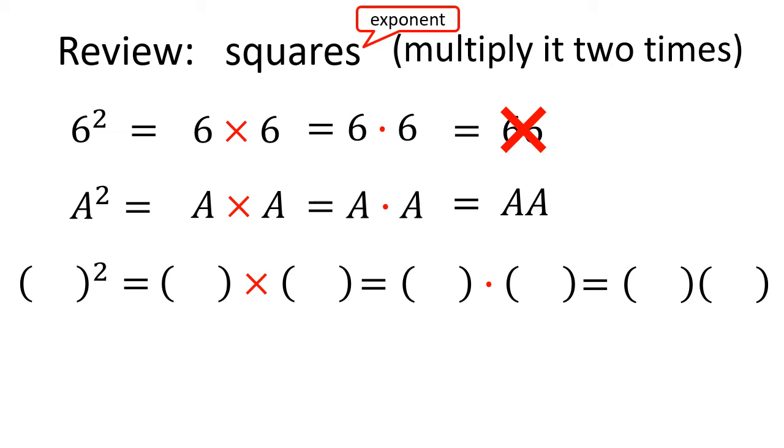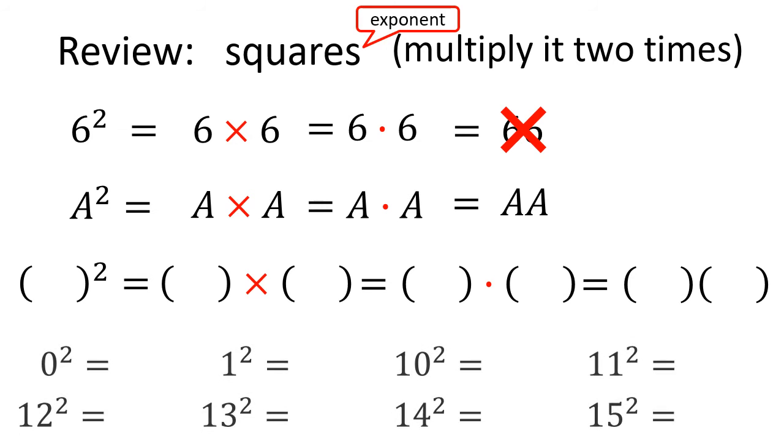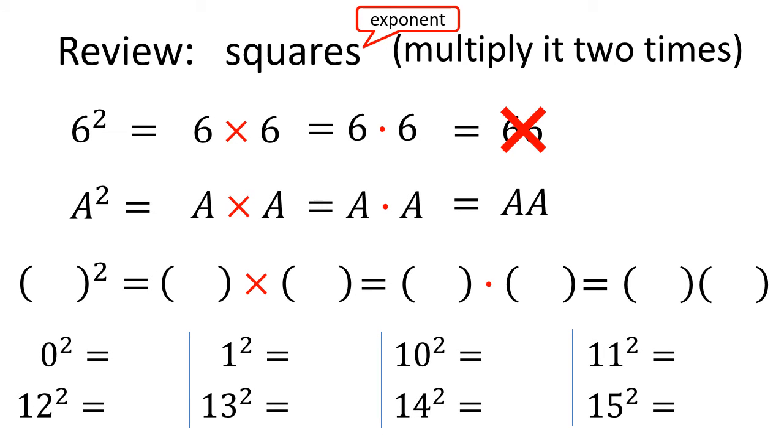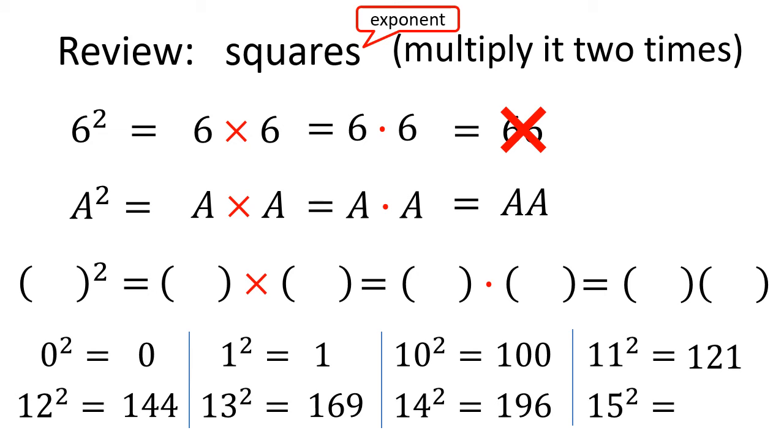Now let's see some common squares that are good to know. 0 squared is equal to 0. 1 squared is equal to 1. 10 squared is equal to 100. 11 squared is equal to 121. 12 squared is equal to 144. 13 squared is equal to 169. 14 squared is equal to 196. And 15 squared is equal to 225.